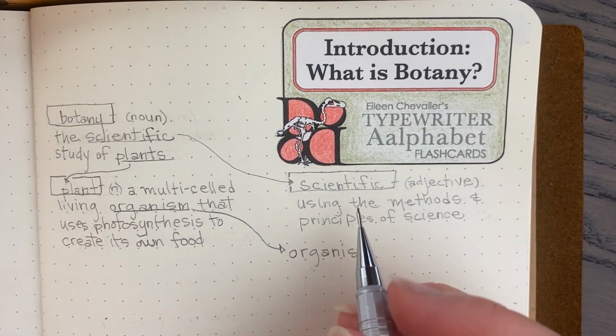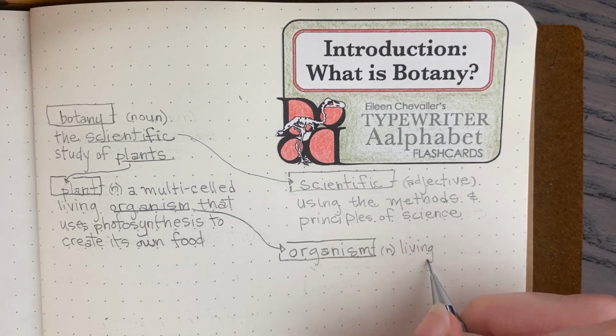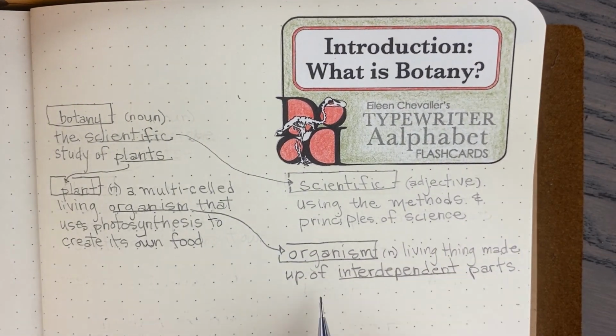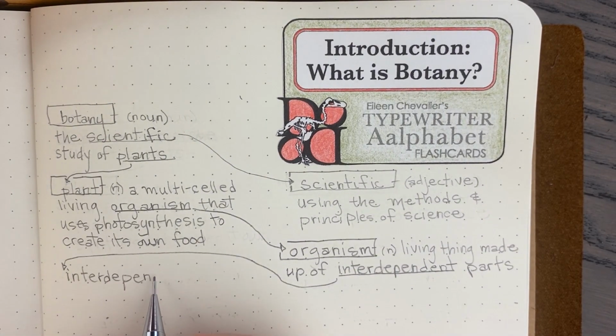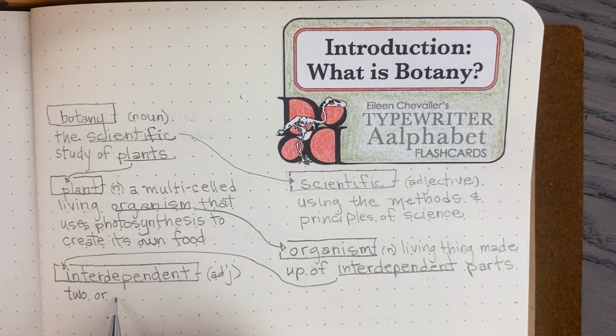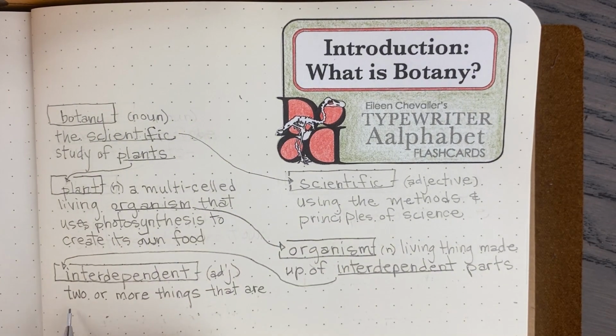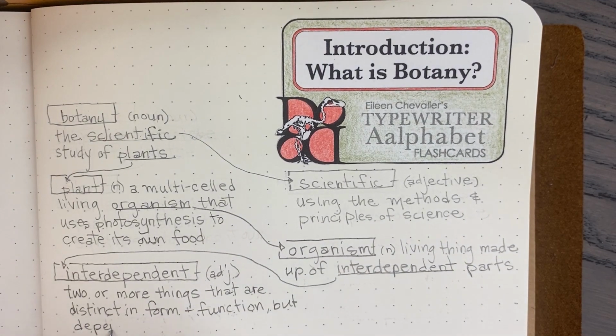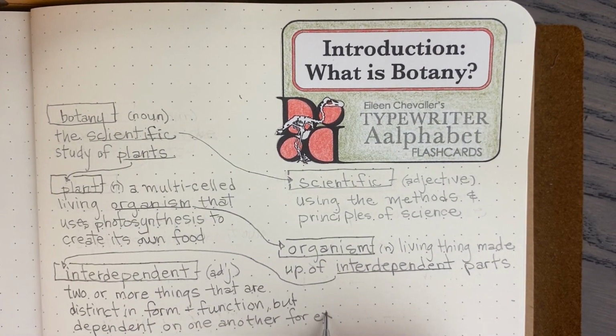But what is an organism? An organism is a living thing made up of interdependent parts. But what does interdependent mean? Interdependent is two or more things that are distinct in form and function, but dependent on one another for their existence. All right, so I write these in my journal. It's a good way to keep up with them. I also list on the curriculum guide, the lesson guide, questions for each one.